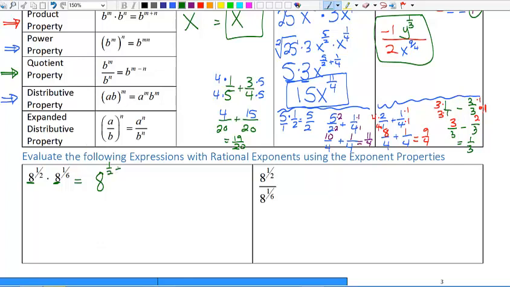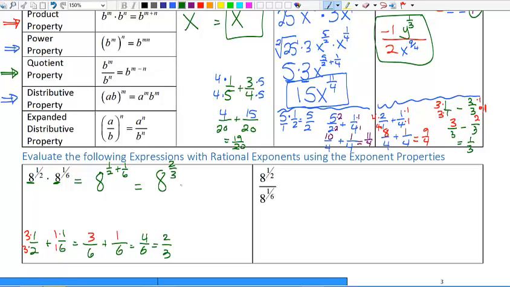What happens with the 1/2 and the 1/6? Well, we need to add those. And unfortunately, I don't know what that is in my head. I have to come down here and get a common denominator. My LCD between 2 and 6 should be 6. So on the first fraction, I'm going to multiply by 3 to get 3/6. On the second fraction, I'm going to multiply by 1, and that just gets me 1/6. And 3/6 plus 1/6 is 4/6. Now, this one I can reduce. 4/6 reduces to 2/3, so we have 8 to the 2/3.